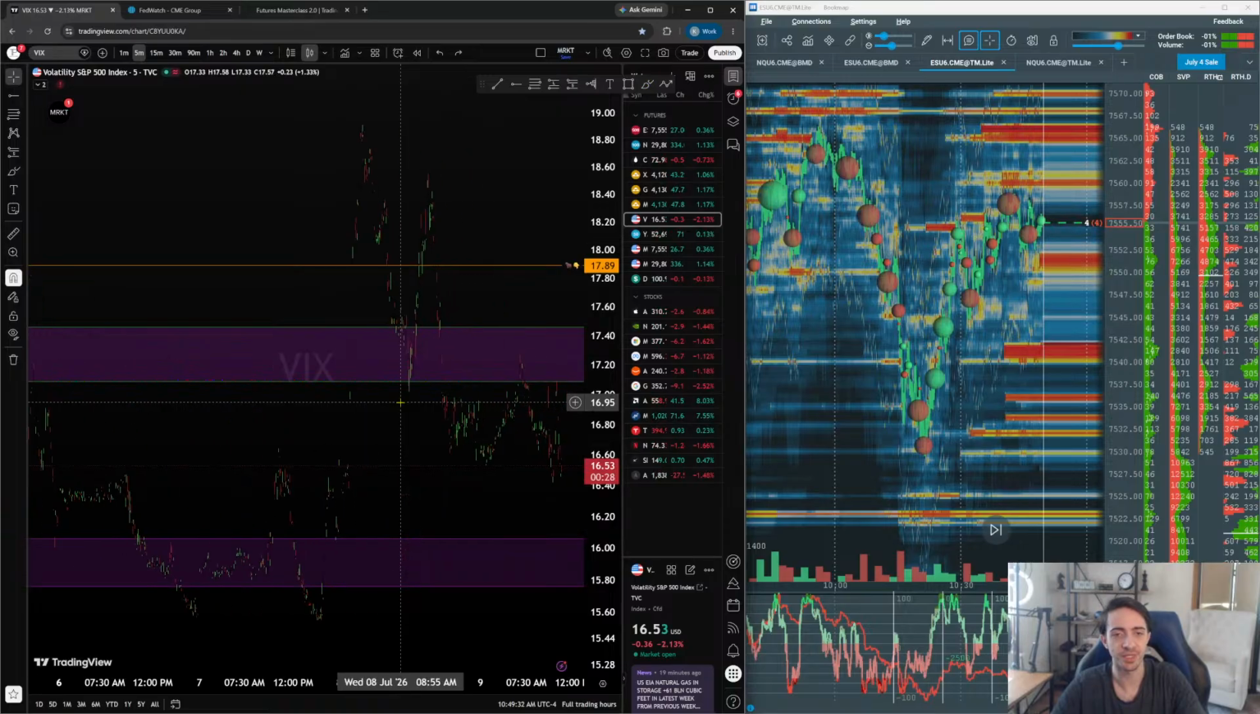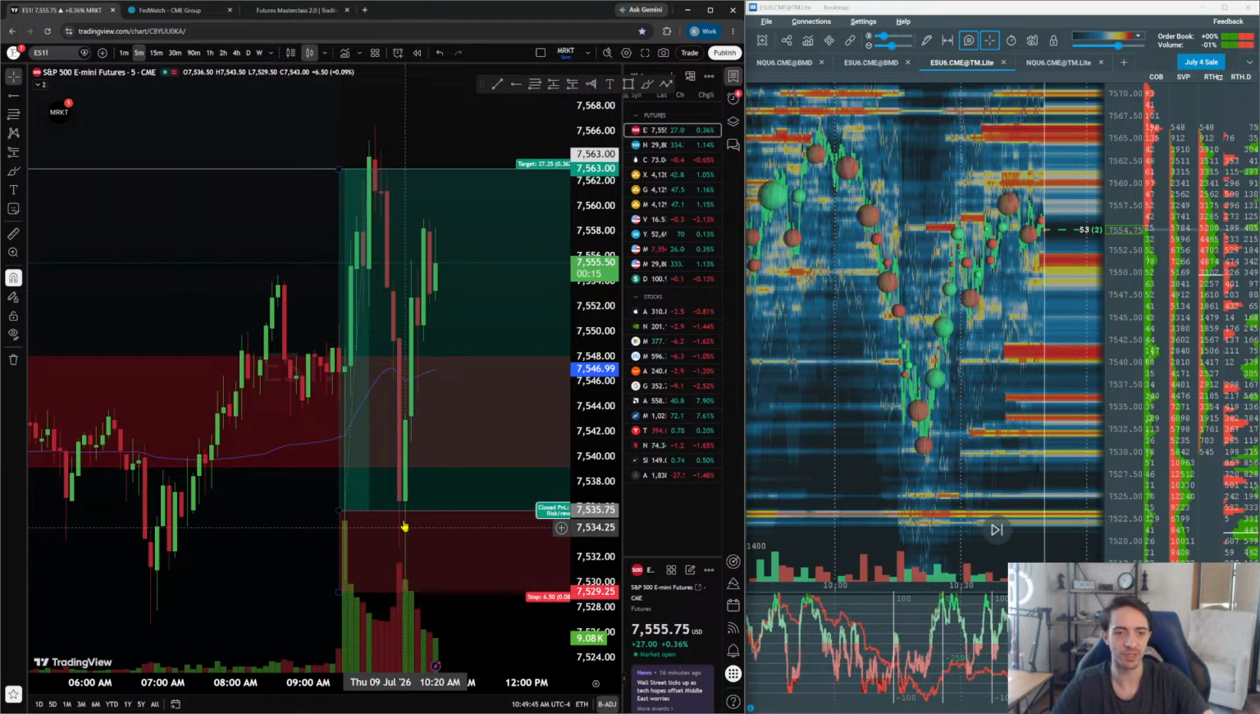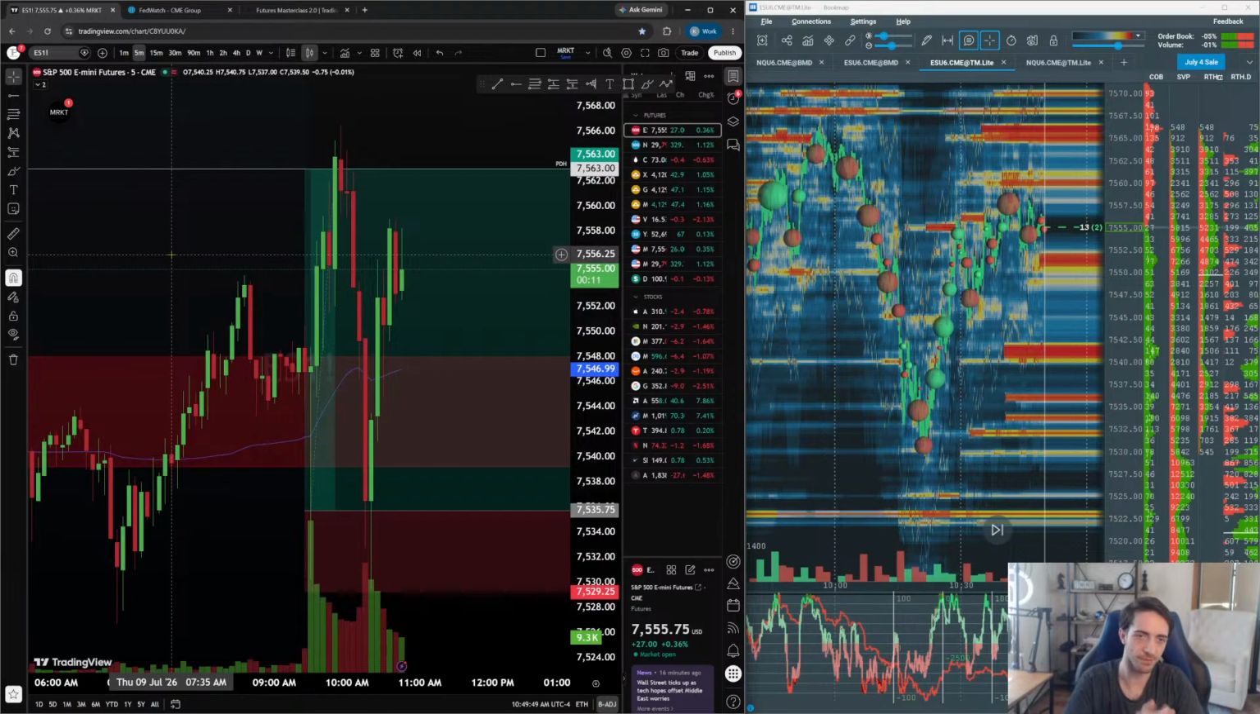Now what we can do is look at what time this happened. This happened at 10:20. Guess what? Before even going back to the ES, I can tell you guys what happened at that point. That's when the ES came back to those lows and reversed again. There we go. 10:20. Came back to those lows, reversed again. Dual confirmation on Bookmap and confirmation with the VIX. That's what we want to see.